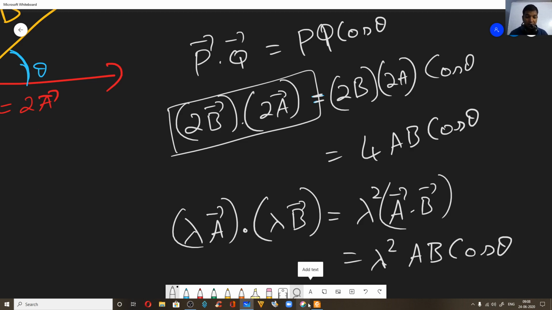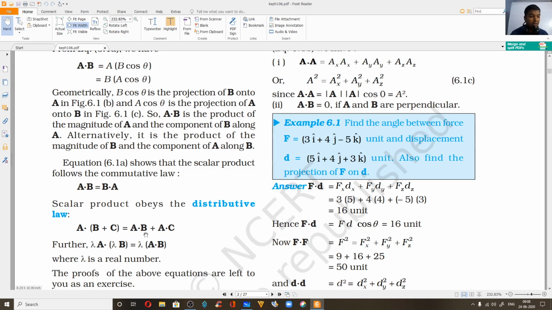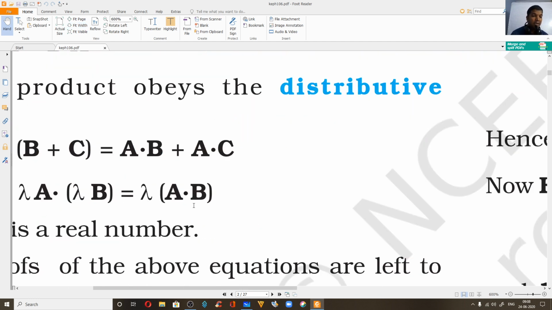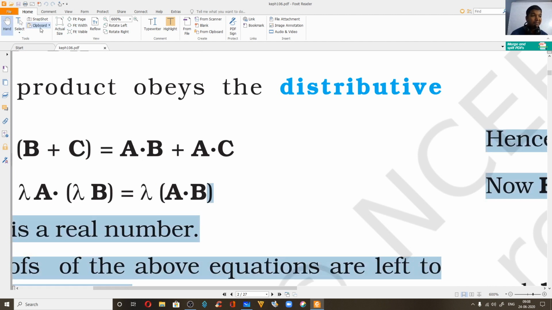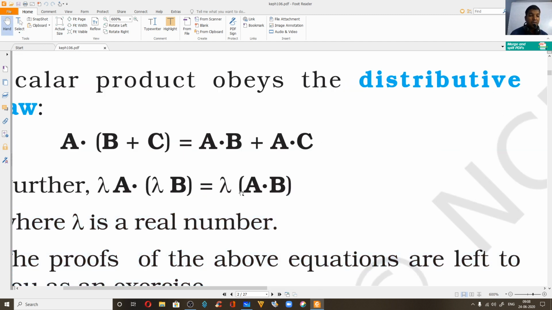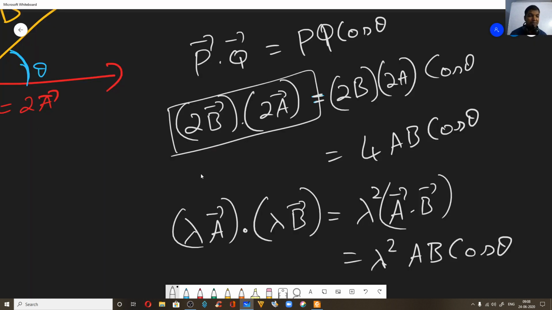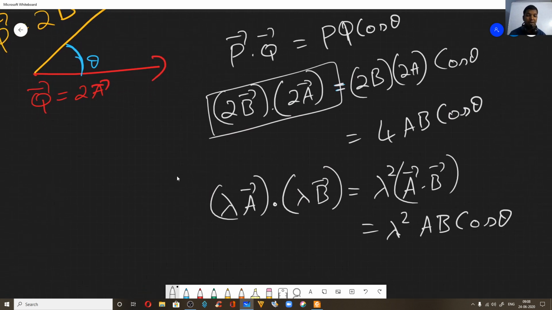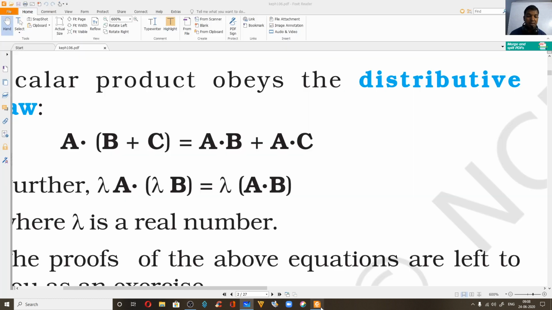Now I want you to make a small correction in your NCERT book. There are a few mistakes in your NCERT book also. If you observe this equation here, it is supposed to be lambda square, is it not? You can easily find out from this discussion whatever we did. It cannot be lambda. So here is the proof. It will be lambda square, so just consider square here.